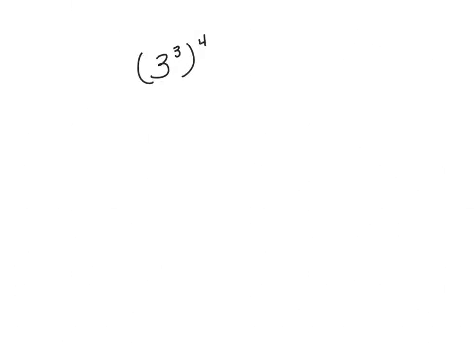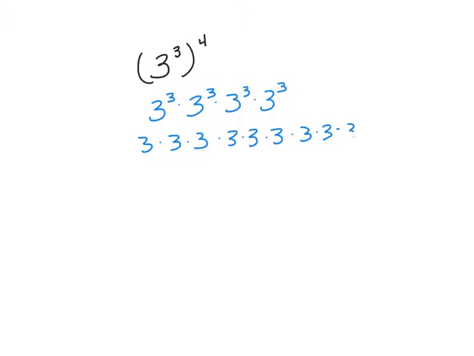Now this case is a little different because of these parentheses here. These parentheses indicate that whatever is inside here is getting multiplied by itself 4 times. So that means that this is 3 to the third times itself 4 times. If I wrote that all out as we did before, I'd get one group of 3, 2 groups of 3, 3 groups of 3, and finally 4. Here's 3 to the third once, 3 to the third twice, three times, and four.